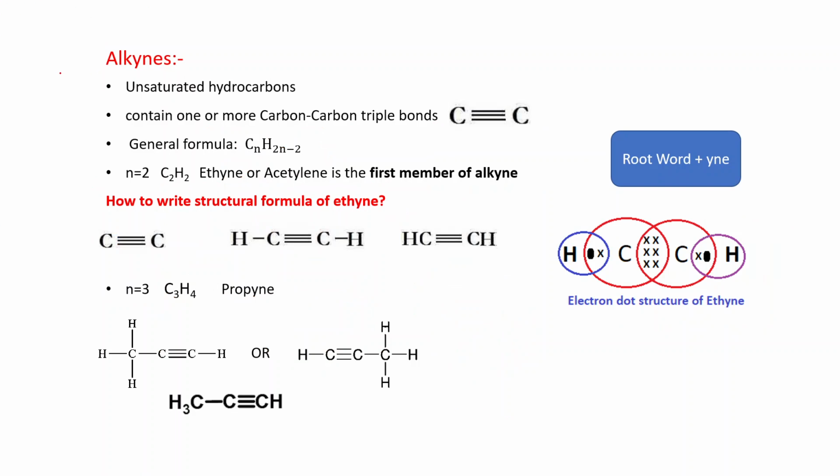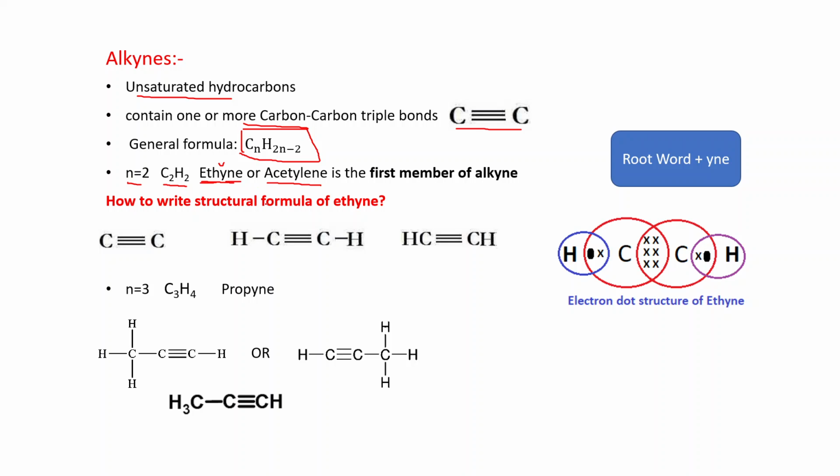Now come to alkynes. Again, these are the unsaturated hydrocarbons. They contain one or more carbon-carbon triple bonds. Their general formula is CnH2n-2. Its first member, n equal to 2, is C2H2. This is called ethyne in the IUPAC system, and in the common system this is known as acetylene. How can we get this name? The root word for two carbon atoms is eth, and yne is the primary suffix for alkyne. That's why this is ethyne.